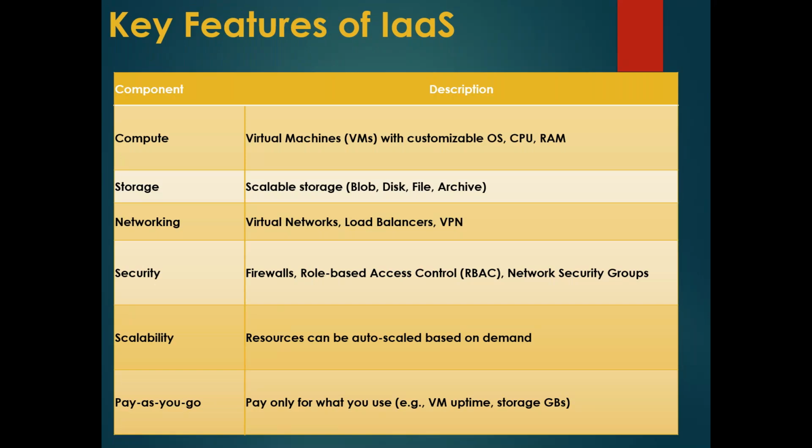And the storage is scalable storage. Blob storage is something we have in Azure, called Azure Blob Storage, where we can store the data of the application. And disk, file, archive. When we come to networking: virtual networks, load balancers, and VPN, which is a secure connection. If you are giving these cloud applications to the people working in your organization, they are also offering a VPN service, which means only those who have access to the VPN can access the application.